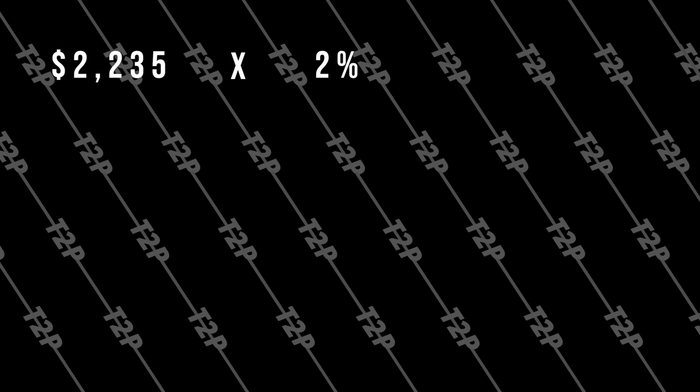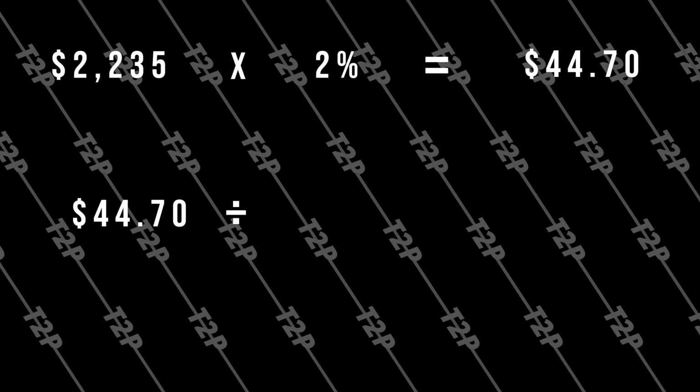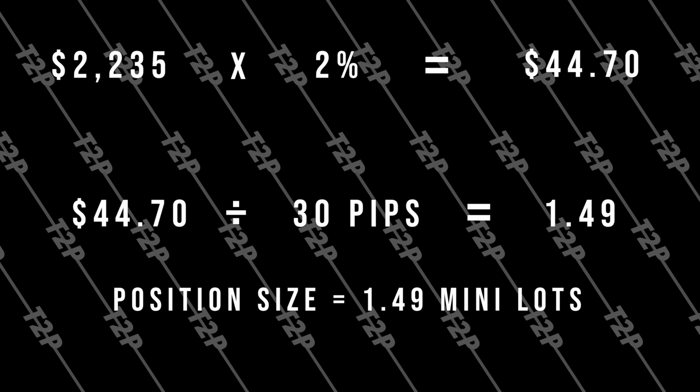2,235 US dollars times 2% equals $44.70. Now $44.70 divided by 30 pips equals 1.49. Therefore, my position size on this trade would be 1.49 mini lots.